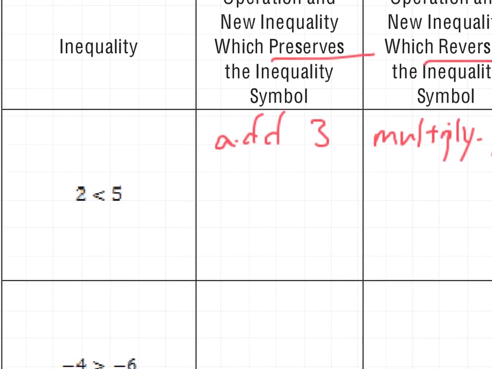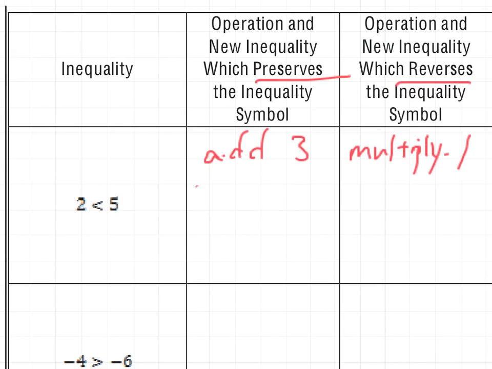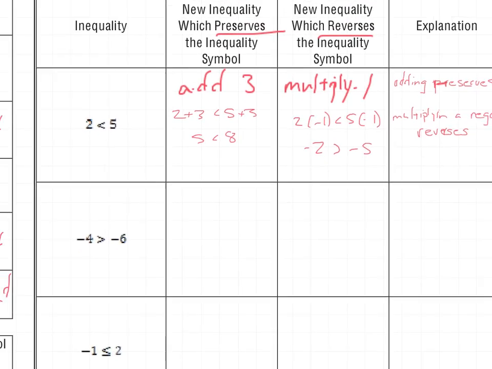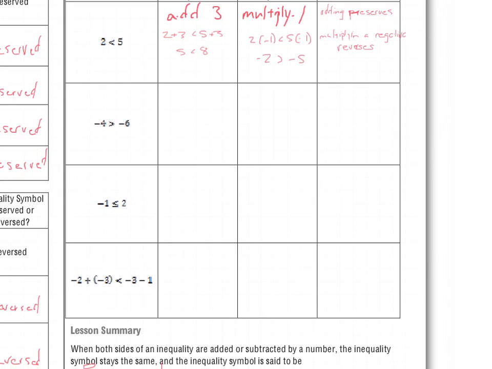And then we're going to come over here and we're just going to prove this really quickly with these numbers. 2 plus 3 is less than 5 plus 3. 5 is less than 8. And over here, same idea, multiplying by -1. 2 times -1 is less than 5 times -1. So you're going to be choosing your own operations and then doing your own explanations for these, and you're just going to make something that is true for each of these. Alright, finish that up on your own and then move on to your alone time.